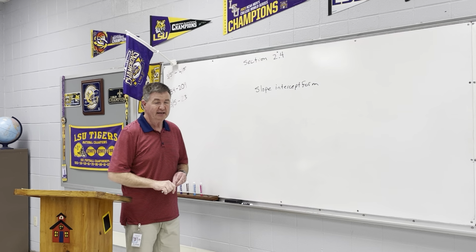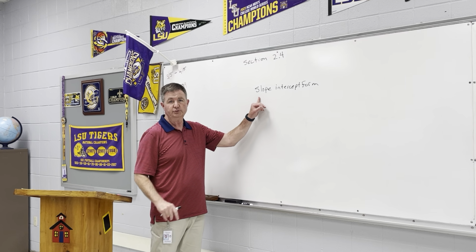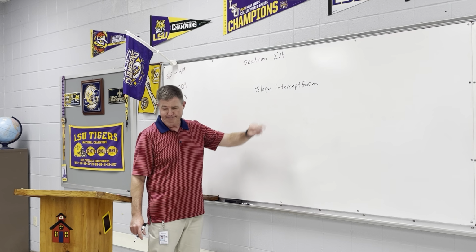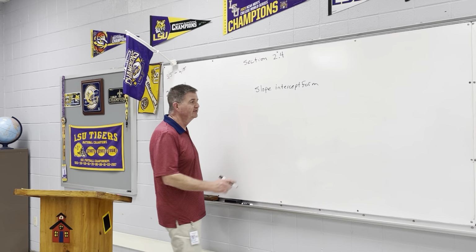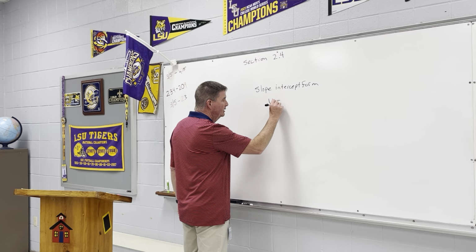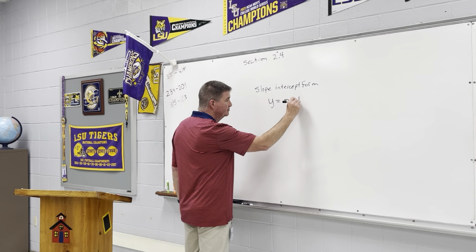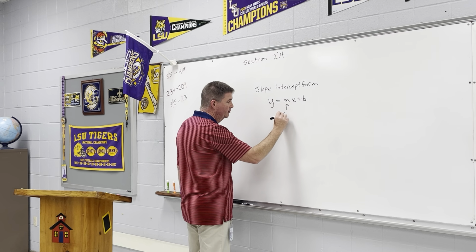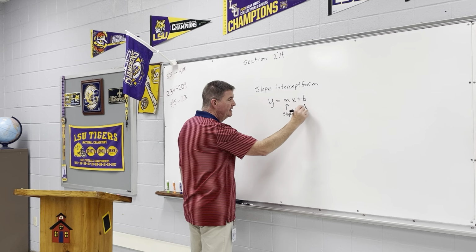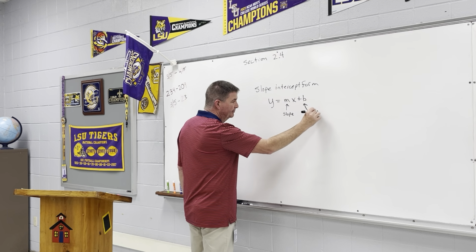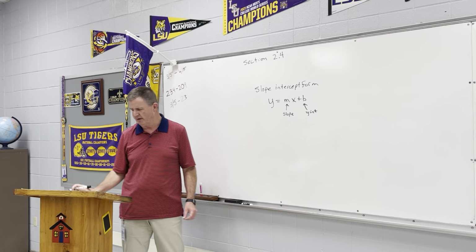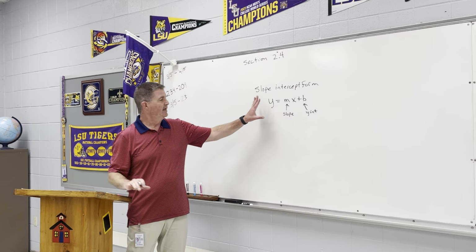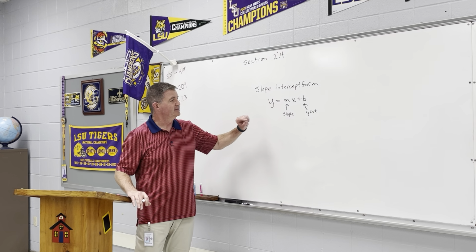Slope-intercept form is named that because it gives us the slope of the line, which we refer to as the slant, and the intercept, which is the y-intercept. The slope-intercept form of a line looks like y equals mx plus b, where m is the slope of the line and b is the y-intercept, which means where it crosses the y-axis. This is what we have to have.